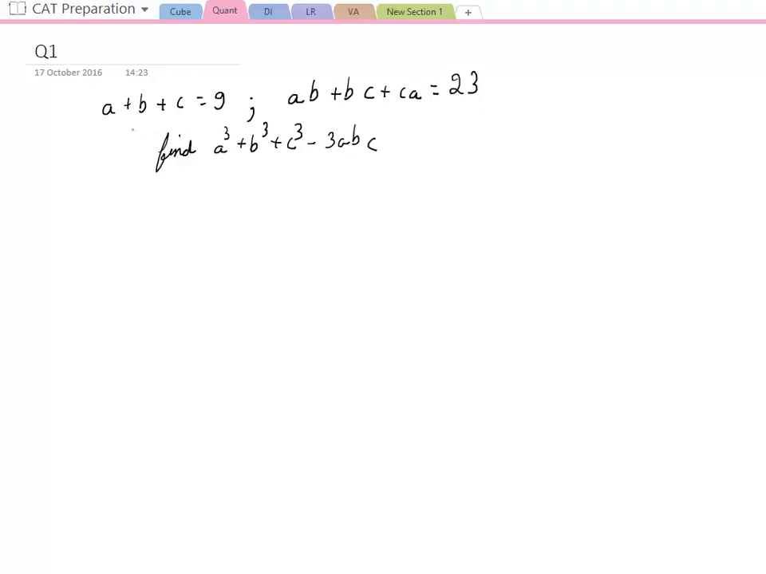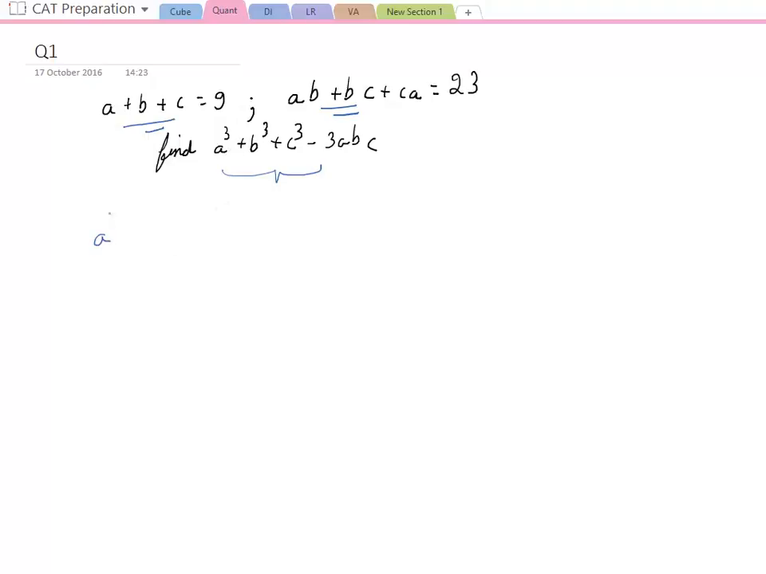So let's look at this question. What we have been given is a plus b plus c is equal to 9, and we have been given ab plus bc plus ca is equal to 23. We have been asked to calculate a cube plus b cube plus c cube minus 3abc, which is the exact term which we noticed in the previous identity. So probably we'll need to use that.